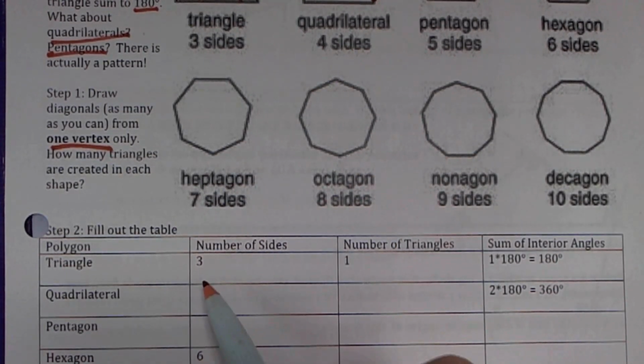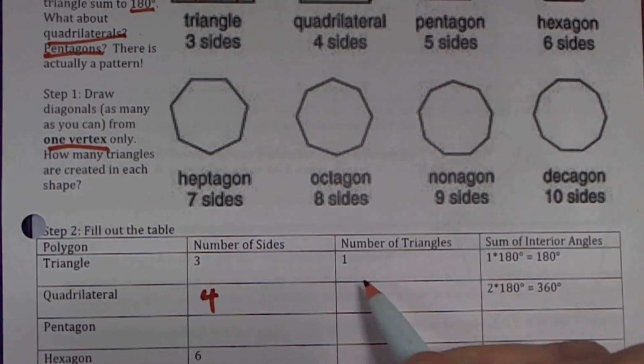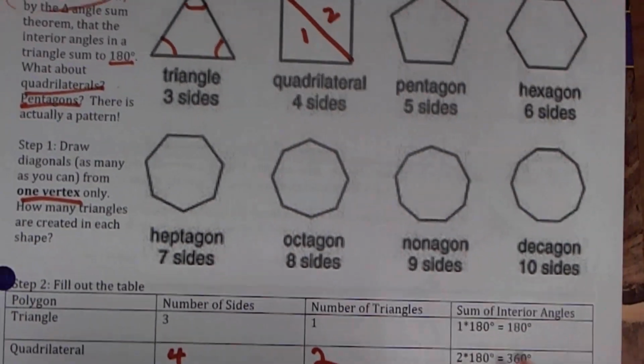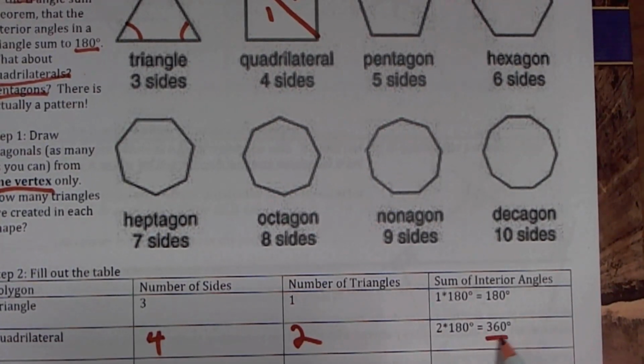So a triangle has 3 sides, a quadrilateral has 4 sides. The number of triangles we can form is 2. And so the sum would be 2 180s, or 360.